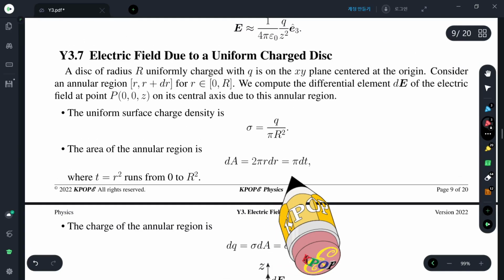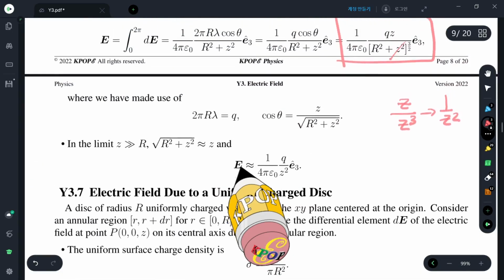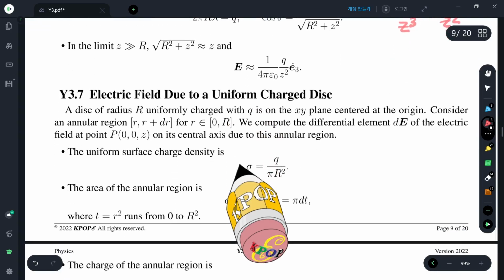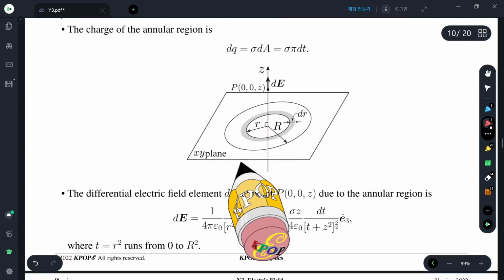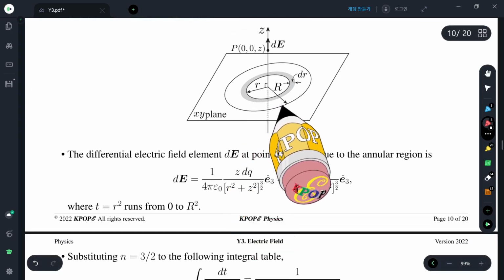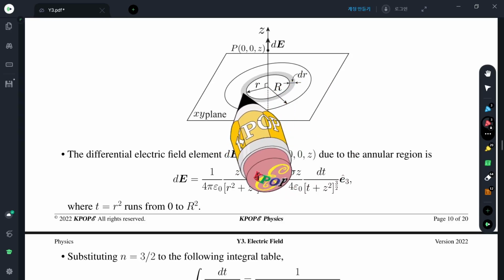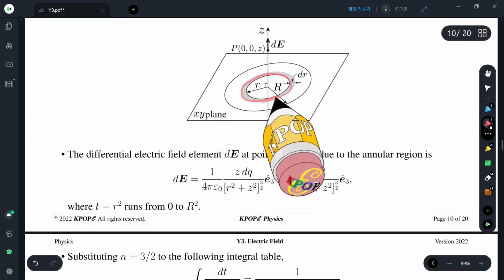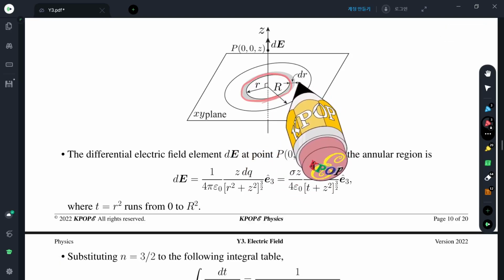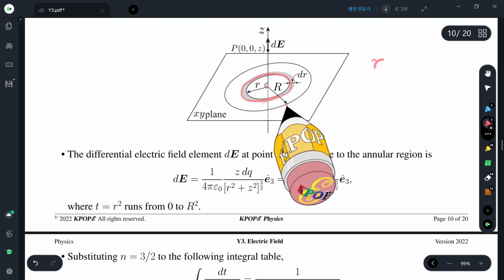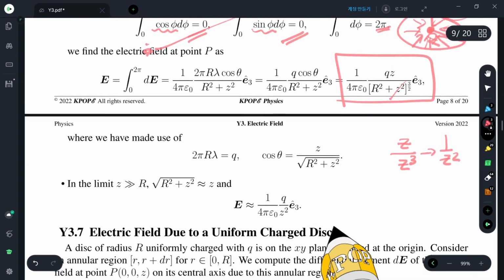A uniform charged disk also generates an electric field, and that can be computed by making use of this result for the circular wire, because we can slice the disk into very thin rings and vary this variable radius small r from 0 to capital R and sum them all. That is integration. So we just copy the previous result.